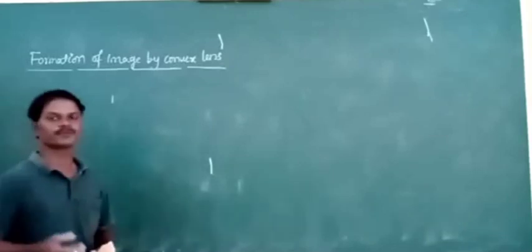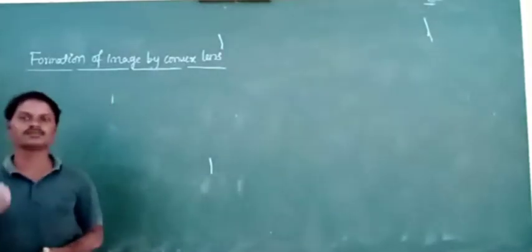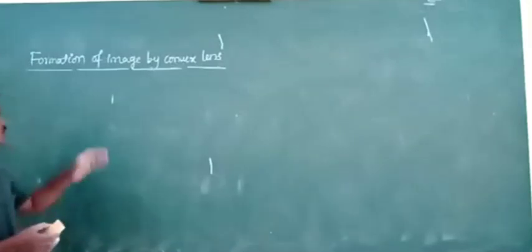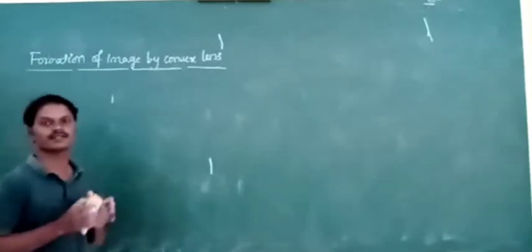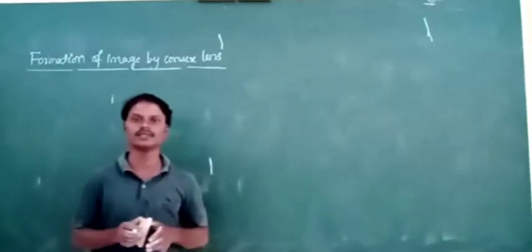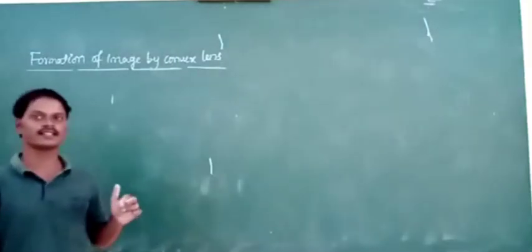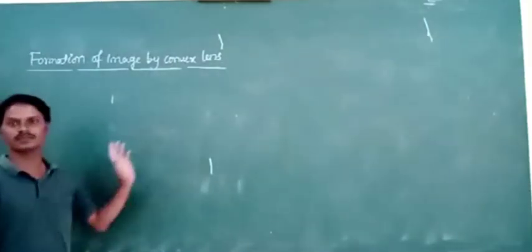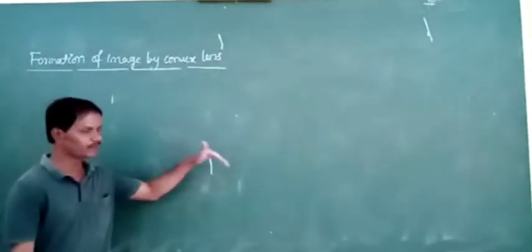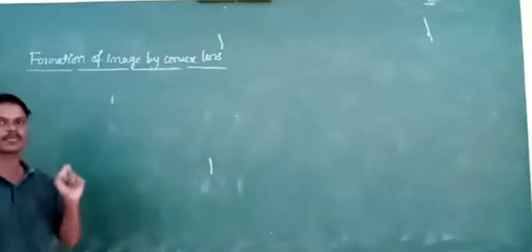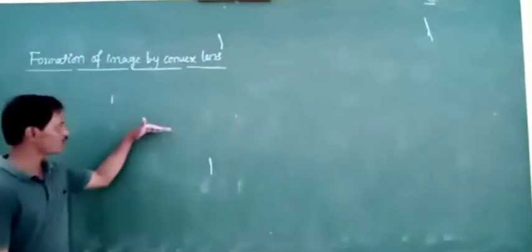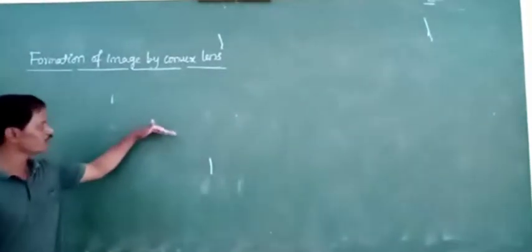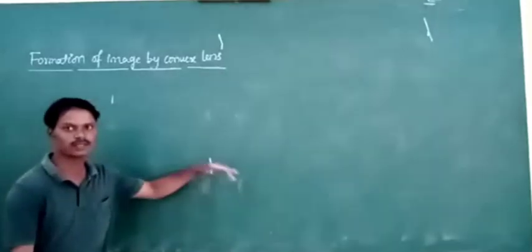Now, formation of images by convex lens. We discussed about the formation of images by concave mirror and convex mirror. Now, we are going to discuss about the formation of images by convex lens. We have to consider several incident rays to get the position of the image. What are those incident rays here? One incident ray must be parallel to the principal axis. After refraction by the lens, the refracted ray passes through the second principal focus.